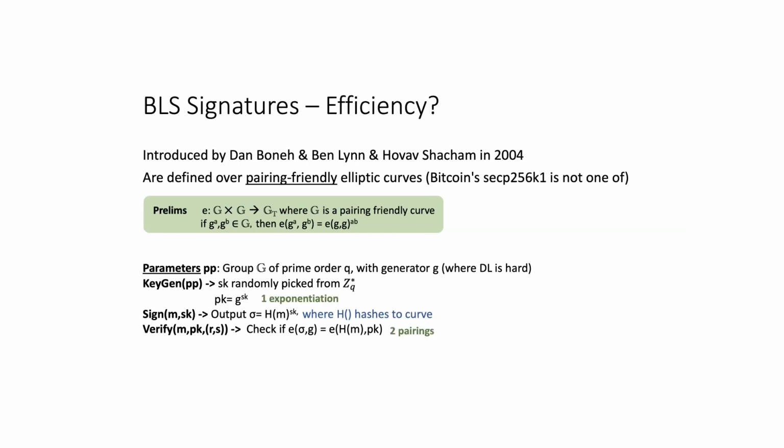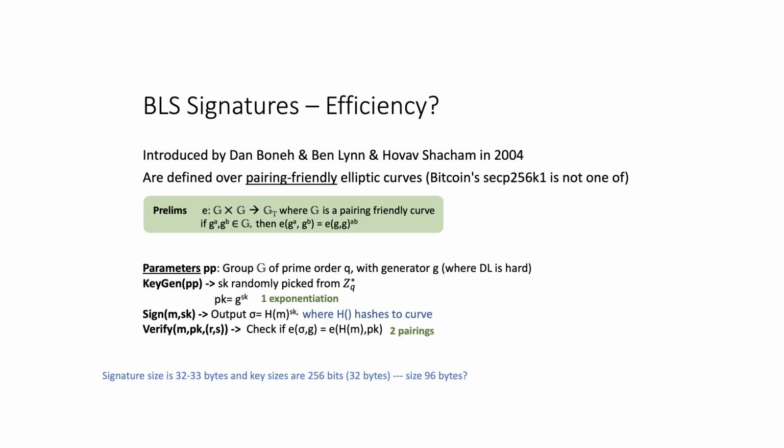All right, so again, what happens in terms of efficiency? We had one exponentiation for the key generation, similar to all the previous schemes, and one exponentiation for signing. And for the verification, what we need is to compute two pairings. Typically, this pairing computation is more expensive than the exponentiation computation, so this is something that we have to keep in mind when we're looking into BLS. So verification can be more expensive.